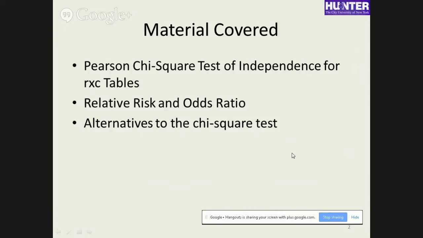So we're going to cover the Pearson chi-squared test and looking at 2x2 tables. In general, Pearson chi-squared for any size of a table, but looking a lot today at the 2x2 table where the risk ratio and odds ratio are defined. And I'll mention a couple alternatives to the chi-squared test.